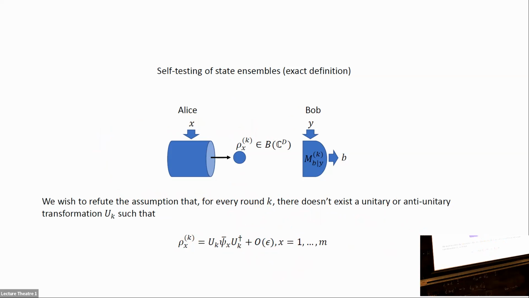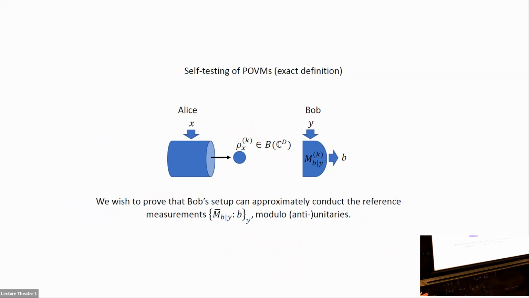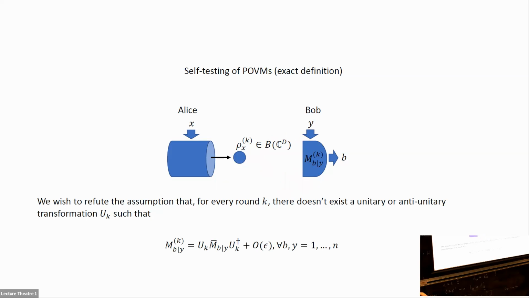Okay, and for POVMs it is the same, right? We would like to prove that Bob's setup allows him to conduct these measurements. An equivalent way is to say that we want to refute that for any round K there doesn't exist a unitary such that this holds. That would be the null hypothesis: that there doesn't exist a unitary such that this holds.